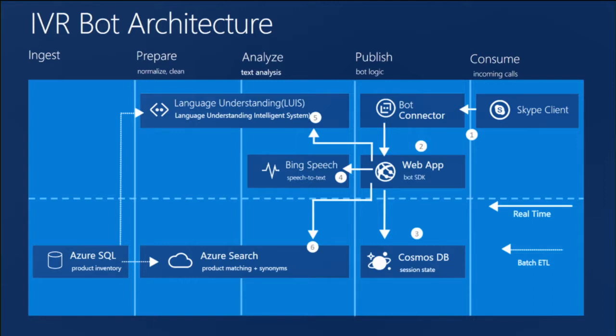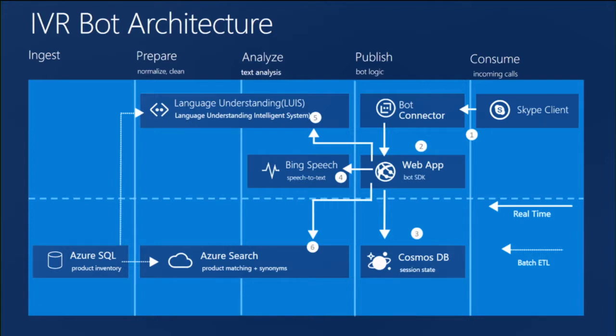So here in this diagram, let's quickly look at the real-time and the ETL process. The real-time flow is really the consumer flow, and we start from right to left. Look at the consumer calling into Skype using the Skype client. Then the audio is managed by the bot connector, and it's sent to a web app, which is essentially a bridge between the consumer and the backend system.